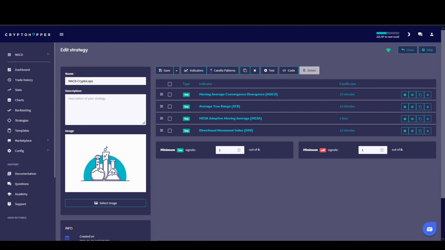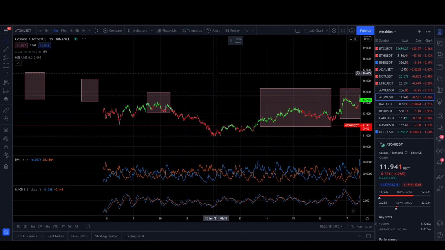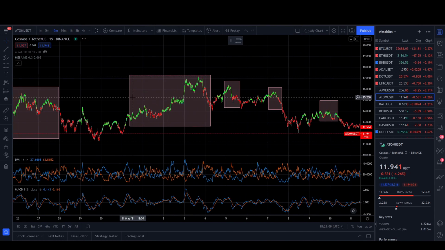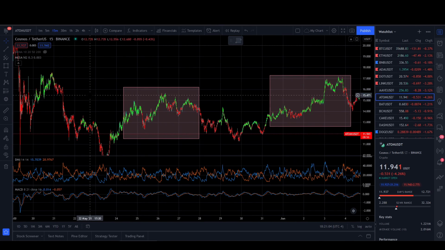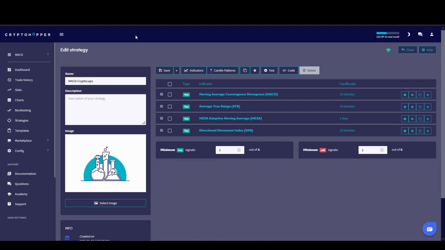So I go back to my strategy, put it back on the 15-minute, and from there I can see all the uptrend from the Mezza. So let's say we take an example from this part right here. What are the conditions? Condition number 1 is I need my Mezza to be on the uptrend, and then I need my DMI to be also on a buy signal.